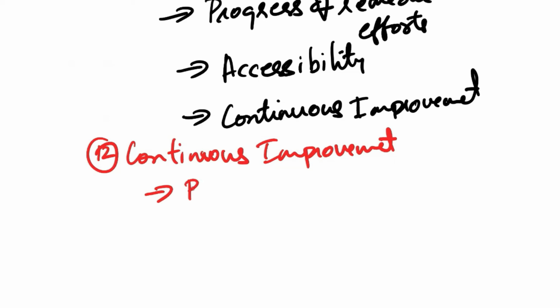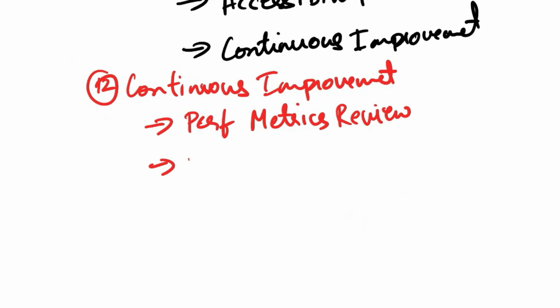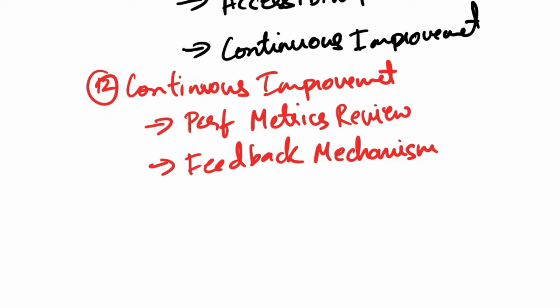First is performance metrics review. Regularly review key performance indicators, that is KPIs and metrics established for the TPRM program. Assess whether they align with organizational goals and if adjustments are needed. Next, establish a feedback mechanism to collect input from various stakeholders, including internal teams, third parties, and audit teams. Use this feedback to identify areas for improvement.